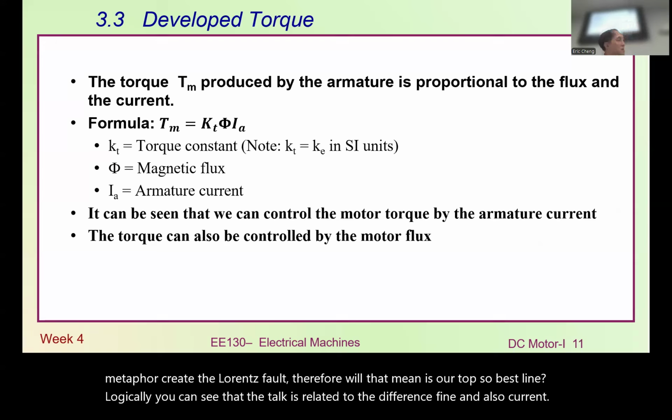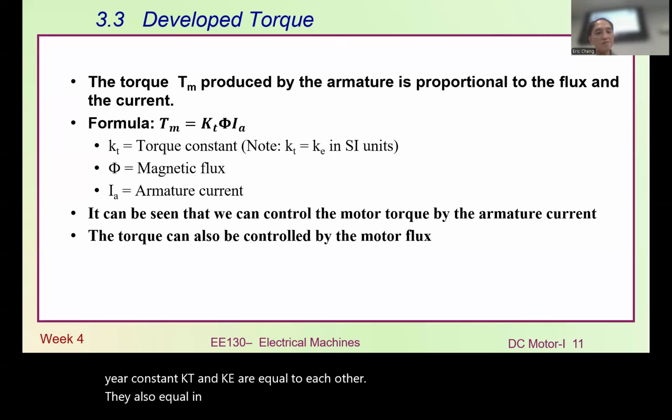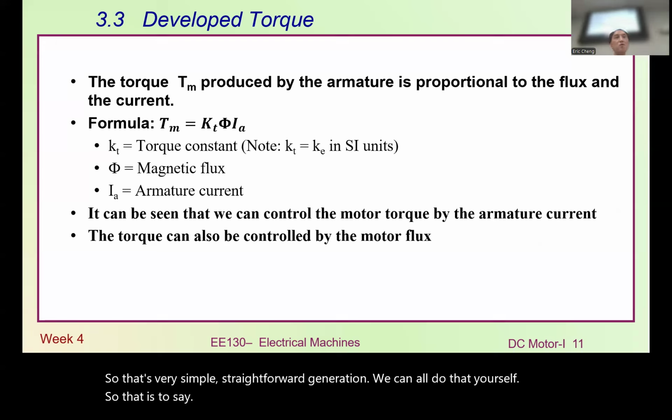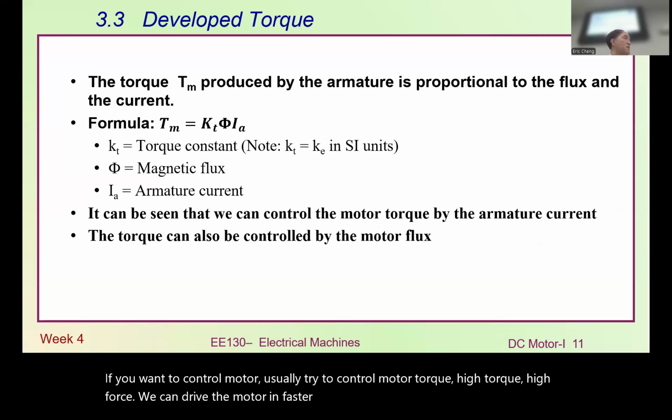Later on, we can prove that these two constants, the torque constant KT and the back EMF constant KE, are equal to each other. They're also equal in SI units. So later on, we can prove that. It's a very simple, straightforward derivation. You can all do that yourself. So if we want to control a motor, usually we try to control the motor torque, because with high force, we can drive the motor at higher speed, or use higher force to move different items.